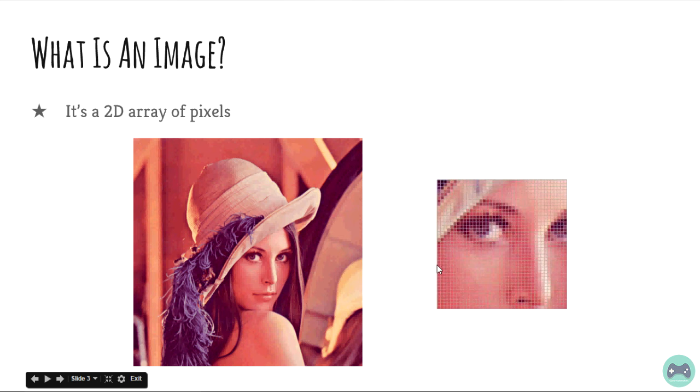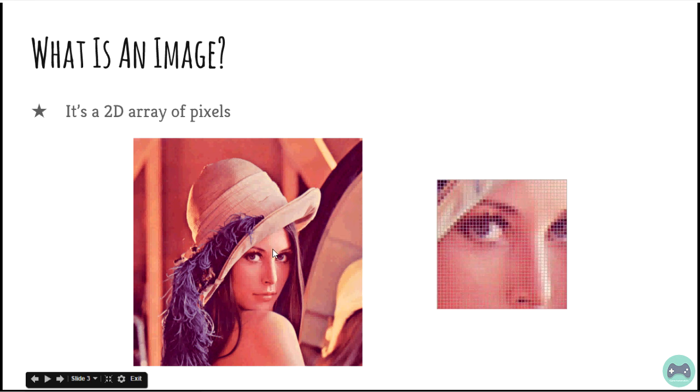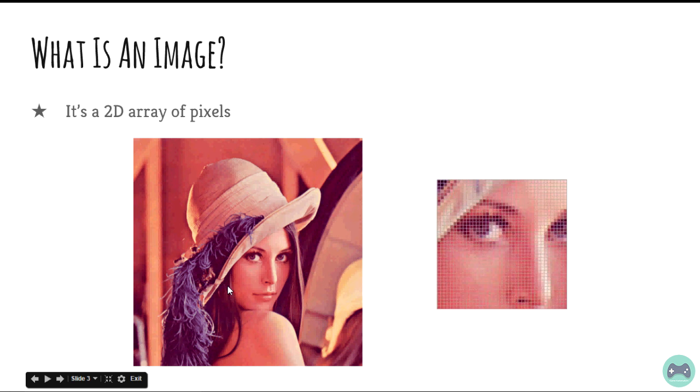I'm not really sure if you can see this on the screen, but this image, if you look closely, is made up of small blocks. Each of the blocks is called a pixel, and each of these blocks has its own color. When there are so many pixels like that, and you have a zoomed out view, it looks like a complete image. But this is basically a 2D array or a 2D matrix of pixels.